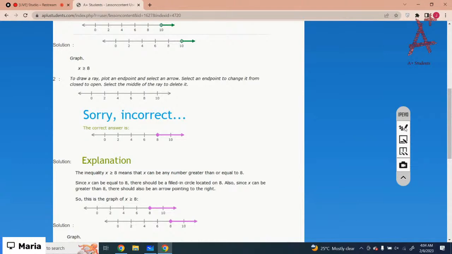So you have a closed filled circle at 8 because 8 is included in the graph, and also the graph must be pointed at the right hand side because on the right hand side you have all the numbers greater than 8. Got it? So here it is, x is greater than or equal to 8. On the right hand side you have all the numbers greater than 8, so it would be x is greater than or equal to 8. Got it?